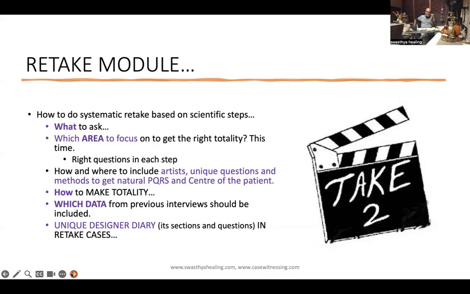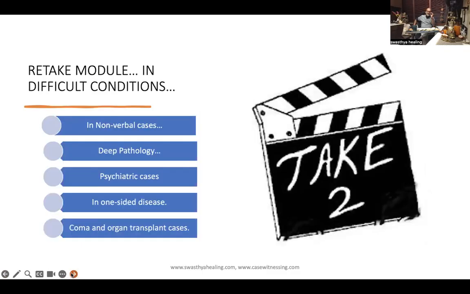In this case, how to make totality, which data from the previous interview to take, and a unique patient-centric diary for the retake so that you prepare them on what to answer you. And then the retake, because we are discussing difficult conditions, how to do a retake in deep pathological cases, psychiatric cases, one-sided cases, non-verbal cases, like that. So specific questions and a specific module. This way will help you.